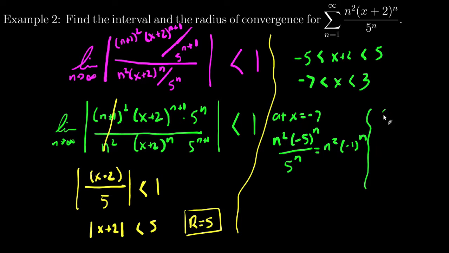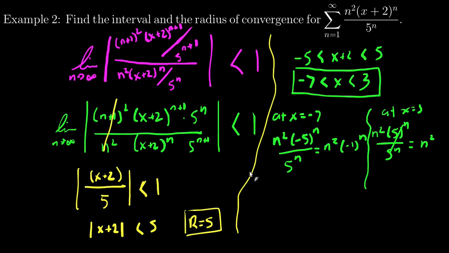And for the same reason, at x equals 3, 3 plus 2 is 5, so my general term is n squared times 5 to the n over 5 to the n. Those cancel, and my general term is n squared. So just think that through. This is the sum 1 plus 4 plus 9 plus 16. That's not going to converge. Over here, when n is 1, we get a negative, so it's going to be negative 1 plus 4 minus 9 plus 16. Neither side converges. So the interval is strictly between those.